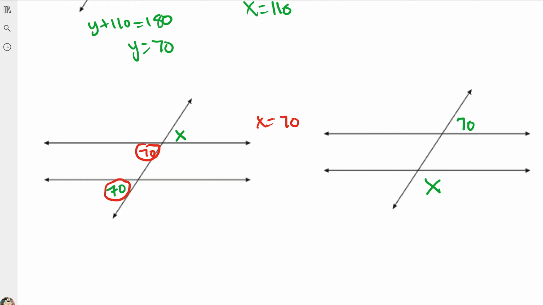So in order to solve them, I'm going to fill in the one I know here is 70, and here's the corresponding 70. Now I can see the linear pair. 70 and the x make a straight line when we combine their two angles. So when I combine this angle and I combine this angle, right, they make a straight line right here. So x is going to be 110.